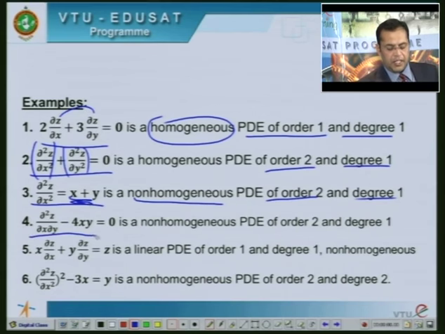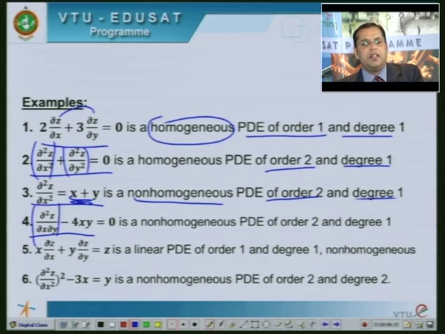Next, similarly, ∂²z/∂x∂y minus 4xy equal to 0 is non-homogeneous. It is of order 2, because this is a second order partial derivative and its power is 1. Hence, the equation is said to have degree 1.